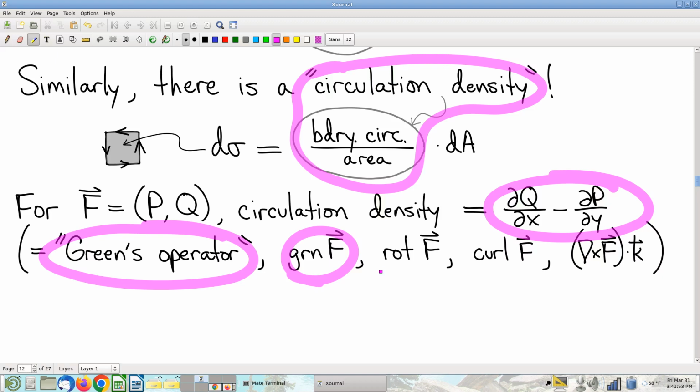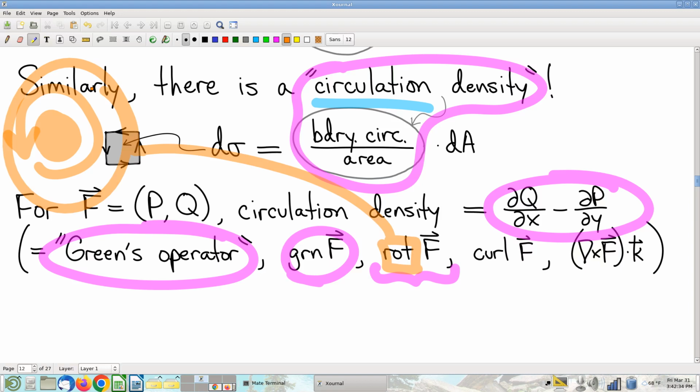Here's another one, and I actually like this one pretty well too. ROT, R-O-T. It's an abbreviation for rotation. And remember, circulation is a representation of to what extent the fluid is kind of going in circles, which we related to what extent, if I put a little leaf down on the surface of the river, that leaf is going to be rotating.